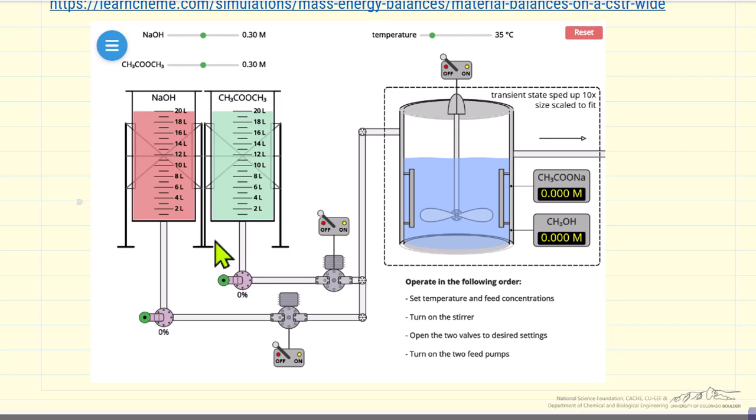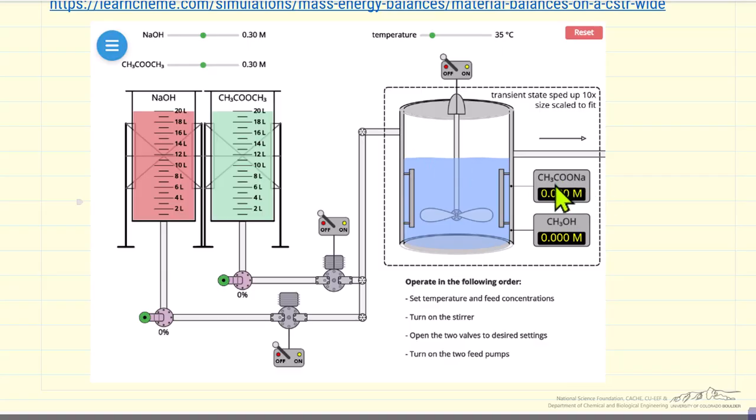So keep in mind, in this case, I have 0.3 molar of each reactant. So we mix them together. If we're at the same flow rate, then the concentration is 0.15 molar for each of them entering the CSTR.